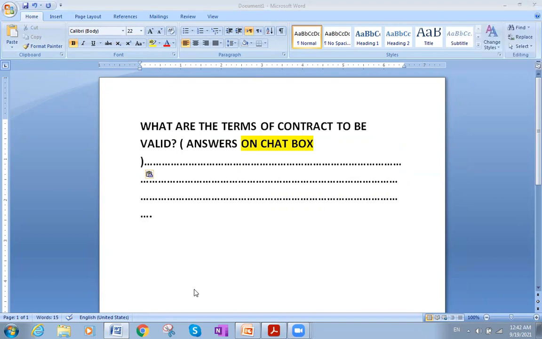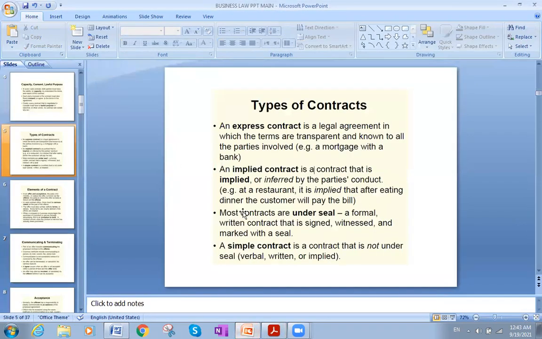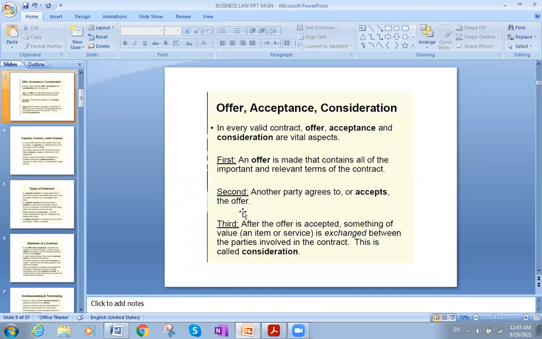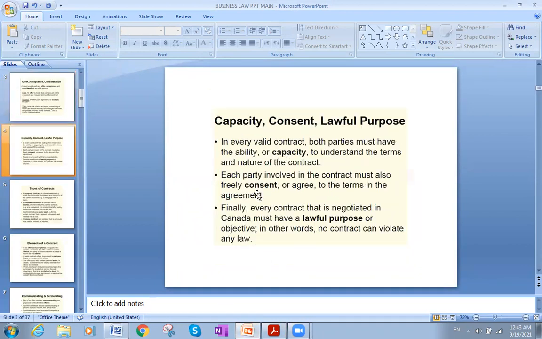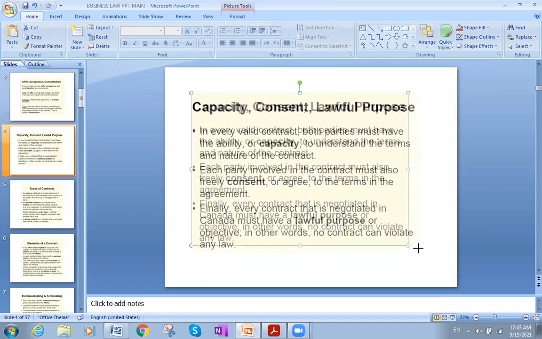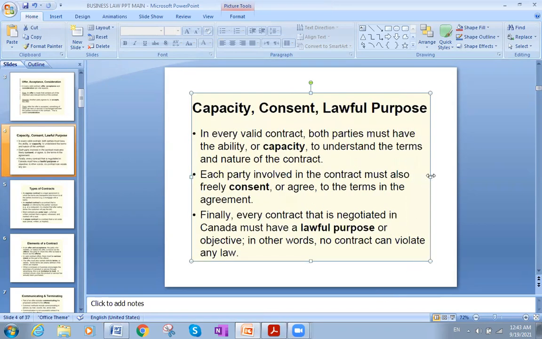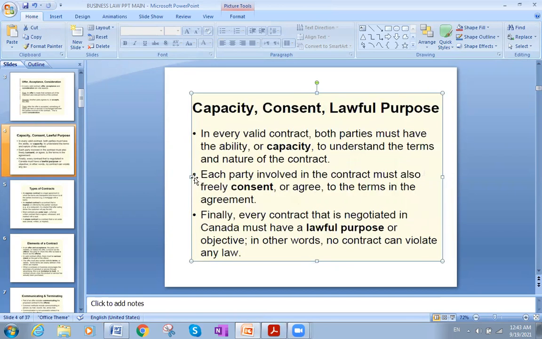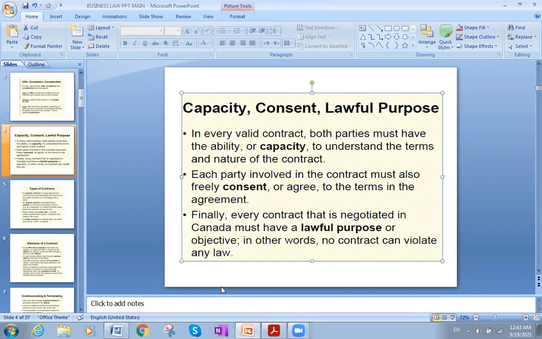And the answer, like I showed you, is here on the slides, where you can see it. The 6 points: the offer, the acceptance, the consideration, the capacity, the consent, and the lawful purpose. Those are the 6 points of a valid contract, or how a contract should be for it to be valid. Thank you so much. We'll be back within 5 minutes to continue our work.